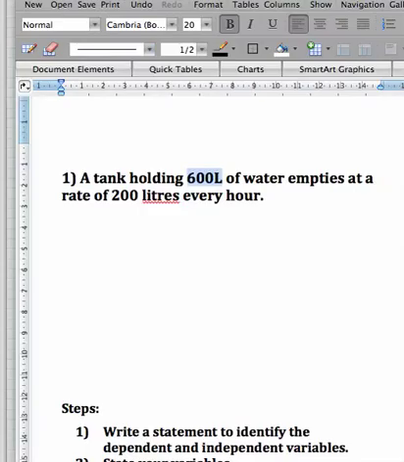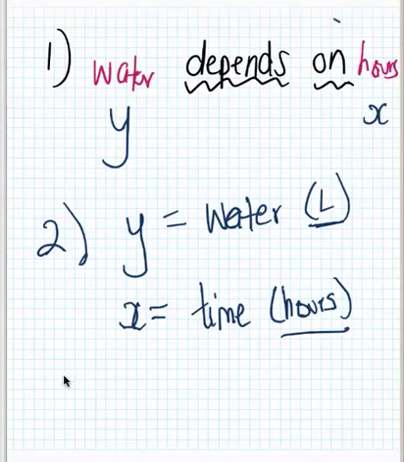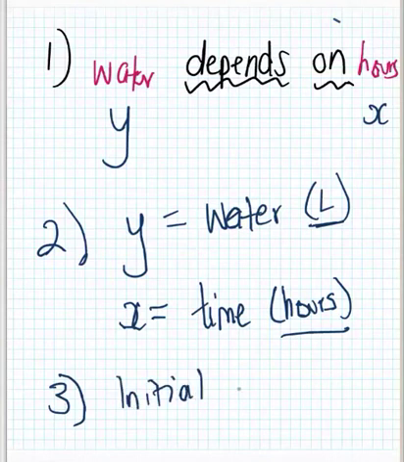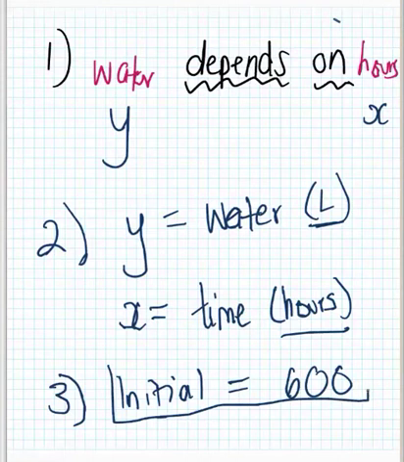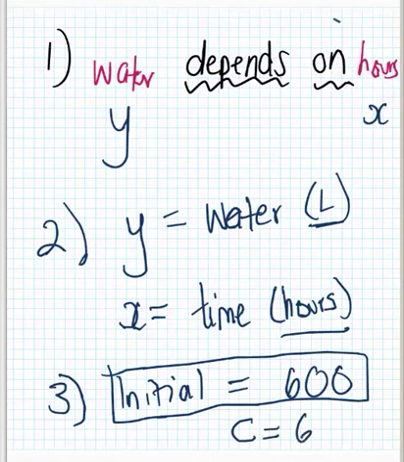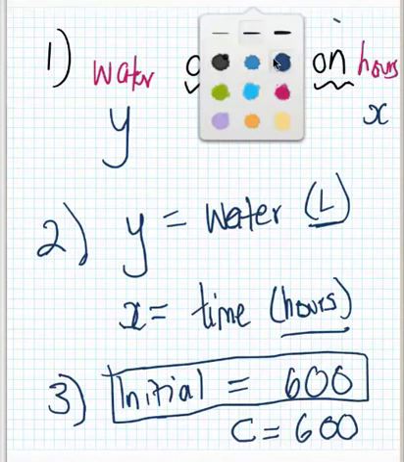So our third step is the initial or starting amount. The initial amount was 600 liters. The reason why it's important that we have a starting amount is that the starting amount is what c is. So in this case, c is going to be 600. A lot of the time c is 0 because we start at 0, but in this case the tank had 600 liters in it, so the starting amount is 600.